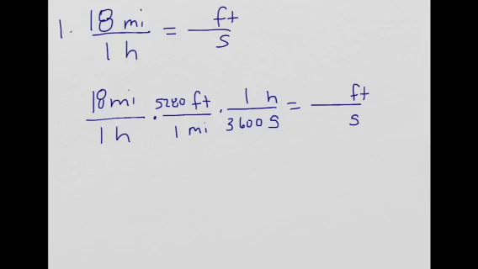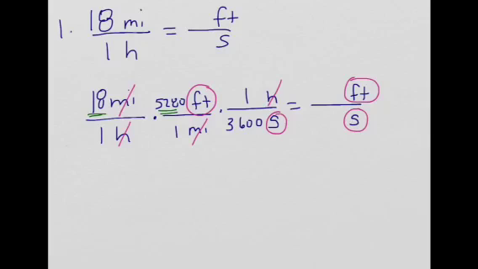Now, I'm going to go ahead and multiply across. But before I multiply across, I'm going to cross-cancel out the matching measurements. So you'll notice that the miles both cancel out here, and the hours both cancel out here, which leaves me feet on the top, which is what I'm looking for, and seconds on the bottom, which is what I'm looking for. So now I'm going to go ahead and just multiply the numbers that are left.